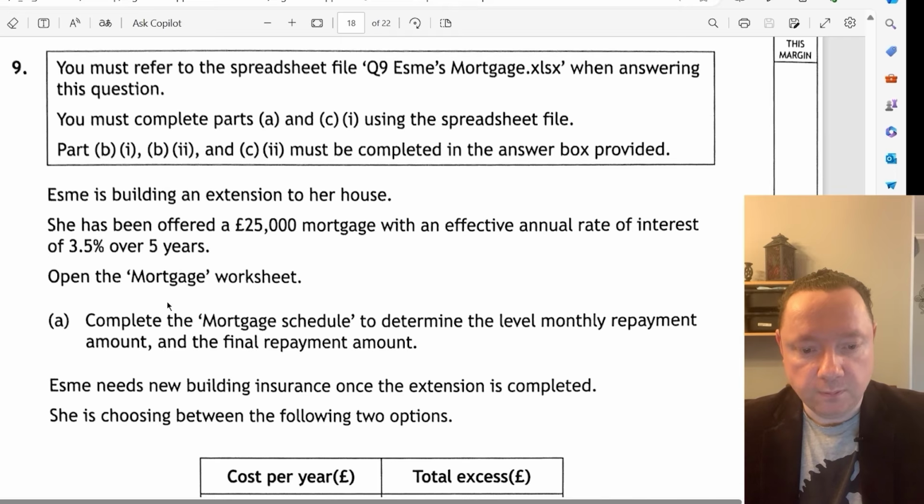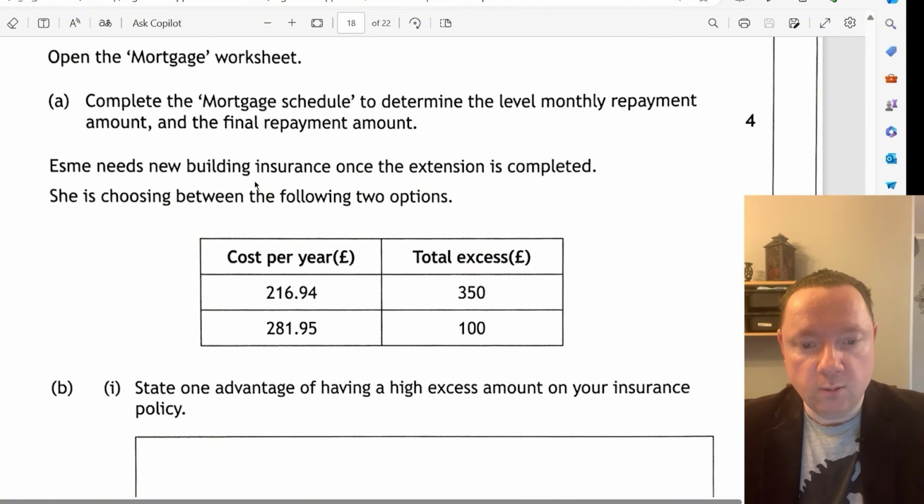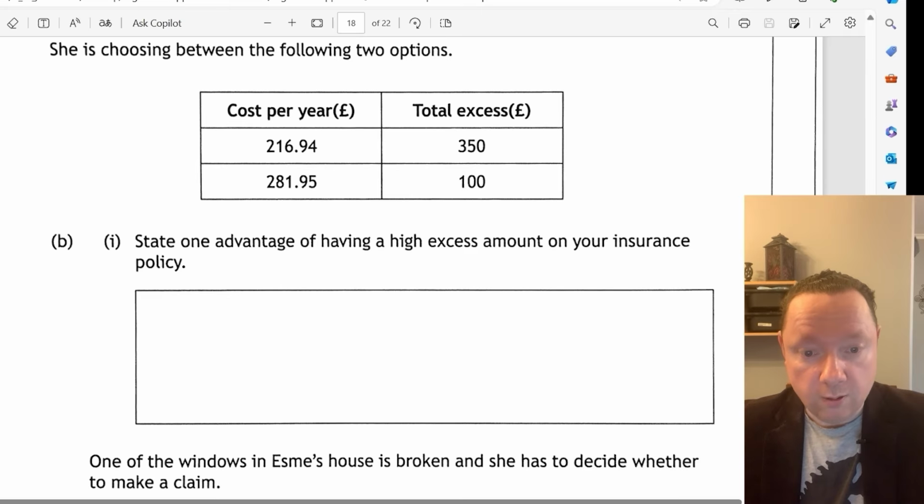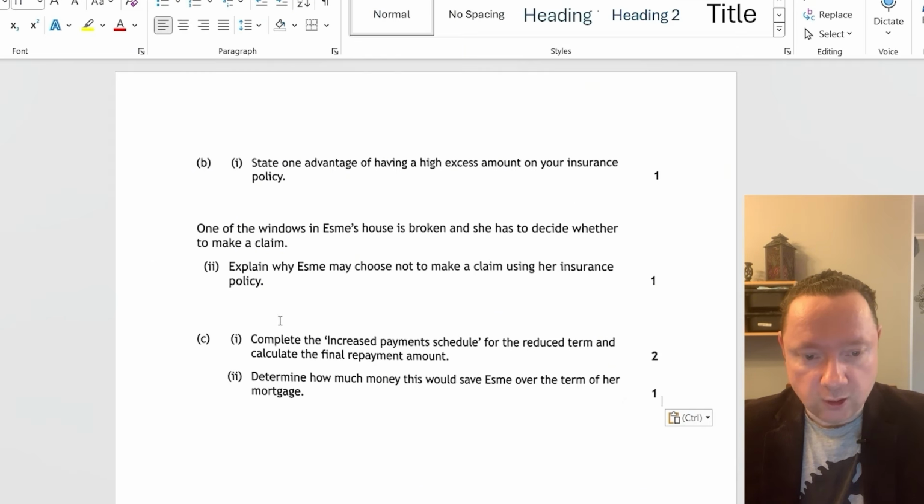Okay, back to here. Esme's new building insurance once the extension is complete. She's choosing between 2 options. This one, cost per year is £216.94 for £350 excess, or £285.95 for £100 excess. State one advantage of having a high excess amount on your insurance policy. Well, even if you didn't know, if you look at it, a higher excess is giving you a smaller cost per year. So that's all you need to type.